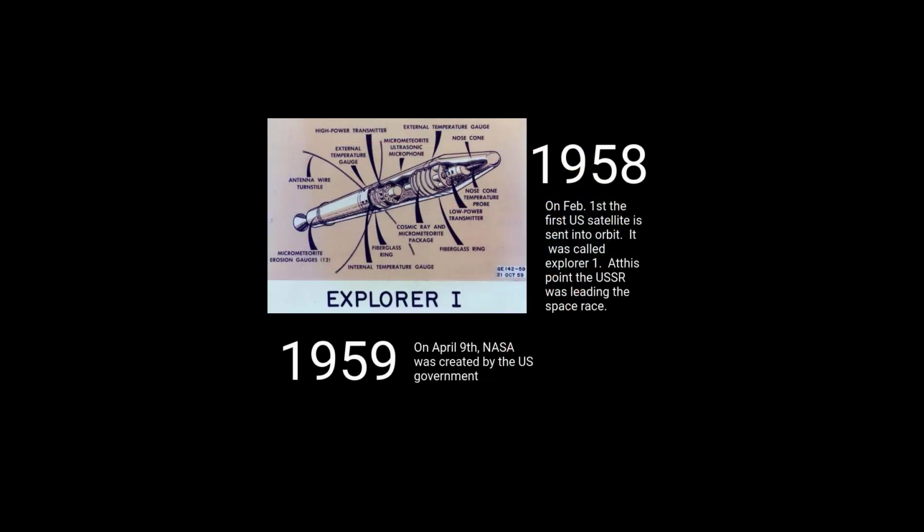In 1958, the U.S. made their first advancement in the space race. On February 1st, the first U.S. satellite was sent into orbit. It was called Explorer 1. At this point, the USSR was leading the space race. On April 9th, 1959, NASA was created by the U.S. government.